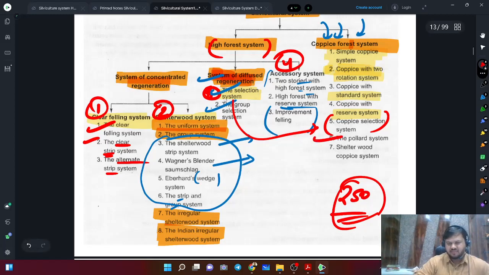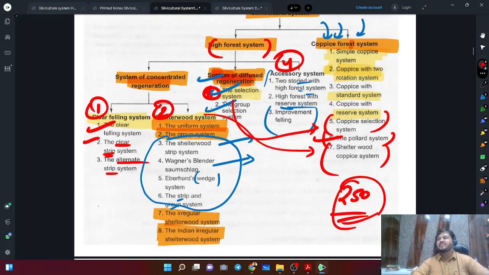Then there is pollard system. This I think you have also done pollarding in silviculture, in chapter one, right? So same, and then there is shelter wood coppice system. So it is nothing but this simple shelter wood coppice system.